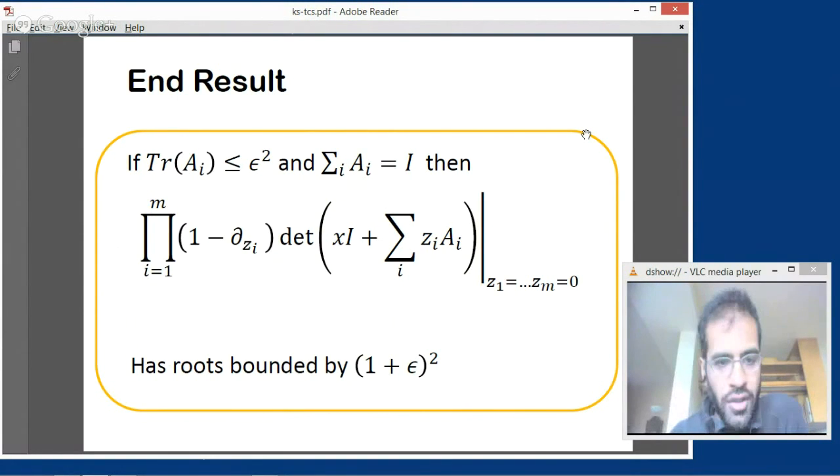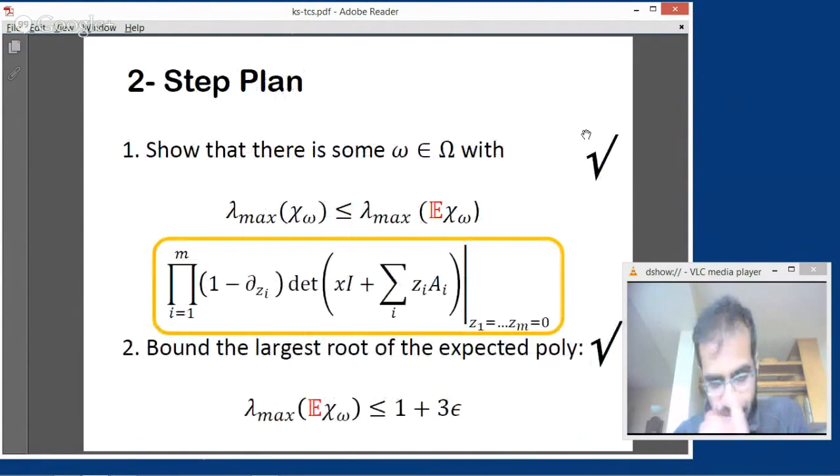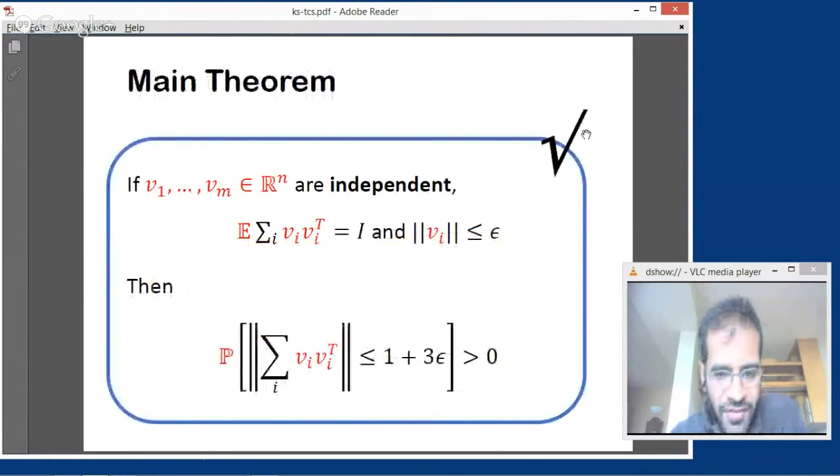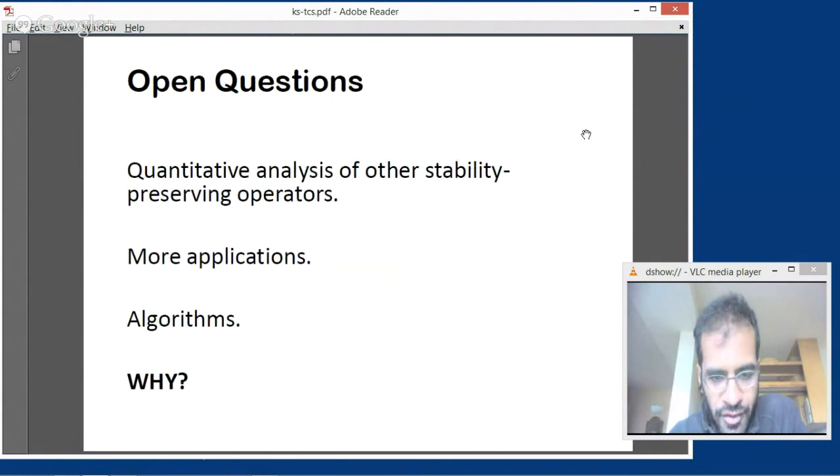So that finishes the proof of the root bounding, which finishes the proof of the theorem, which finishes the proof of this partitioning thing that I told you about: that if you have a set of vectors, you can partition them into sets which preserve the spectral properties of the original set. That finishes the proof of the theorem. So let me just end with some open questions.